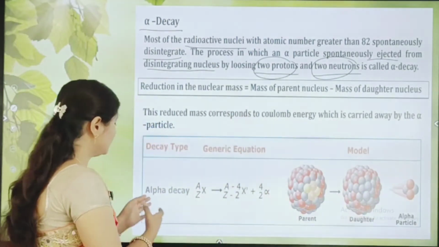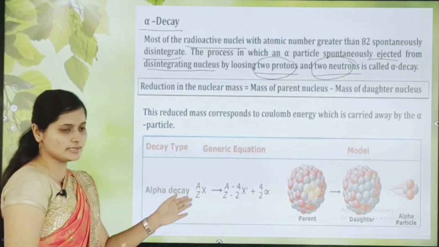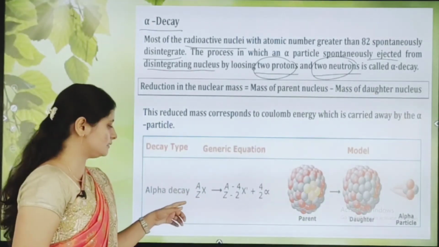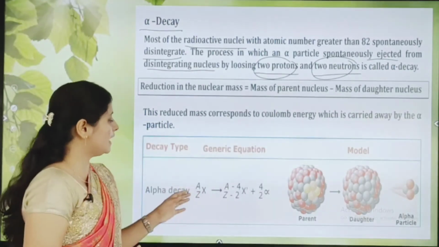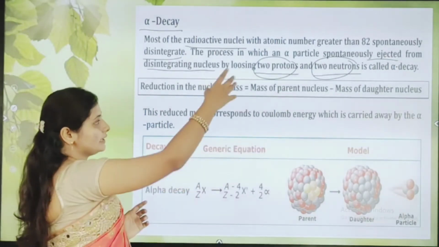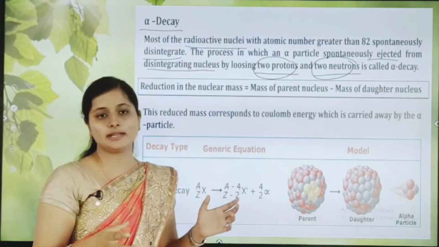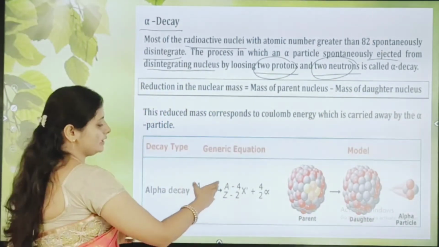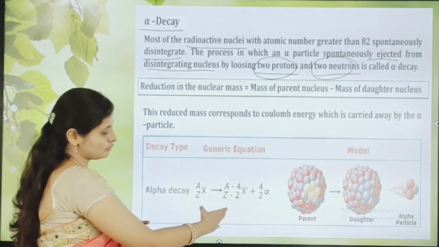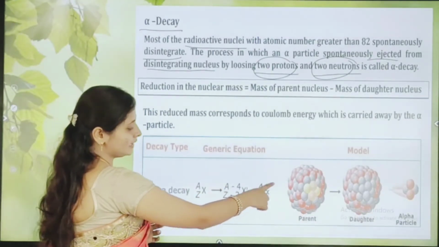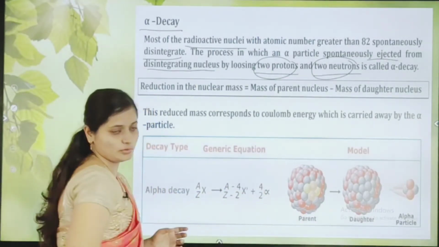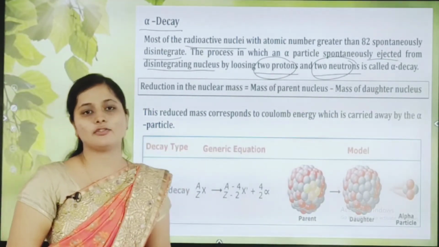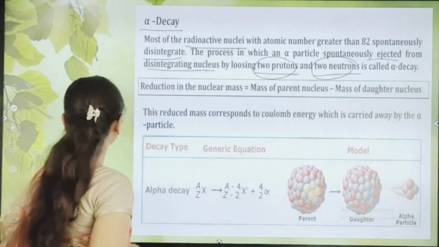So, see here, we take alpha decay of A, Z, X. X is our element, A is the mass number, Z is the atomic number. By that decay, we get our alpha particle, which is the helium atom. That's why we get A minus 4 and Z minus 2, plus the alpha particle as 4 over 2. Okay. So this is the explanation of this slide on alpha decay. We'll move to the next.